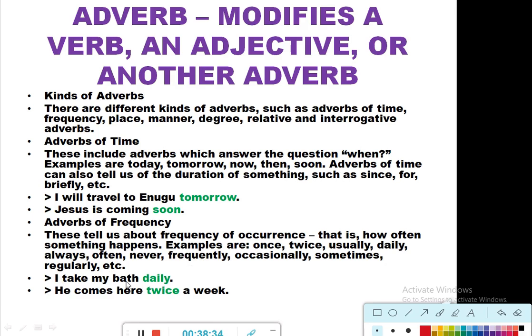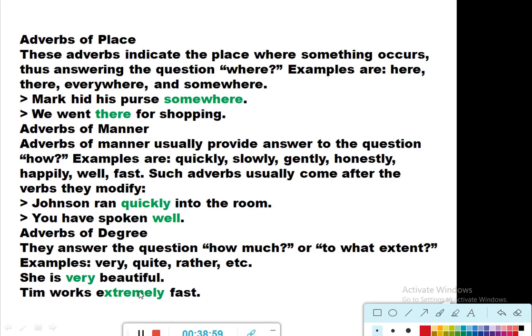For example, I take my bath daily. If someone said I take my bath and put a full stop, naturally a question can arise. How often do you take your bath? I take my bath daily. He comes here twice a week. Twice is an adverb of frequency, not adjective.